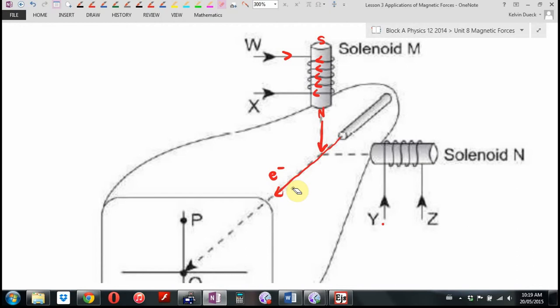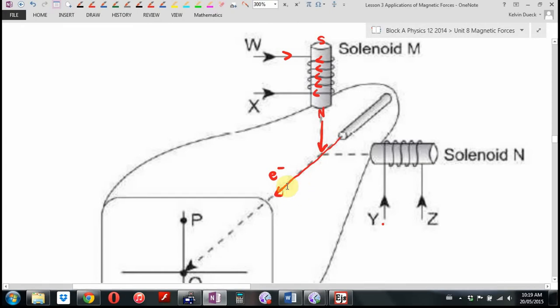What if instead of having the current start at W, I had the current start at X? Instead of this being a north pole, what would this be? South. You know what? That would deflect it to the right. A vertical solenoid will deflect it horizontally, left-right. A vertical solenoid will bend it 90 degrees, perpendicular.